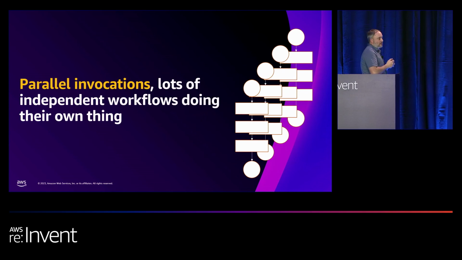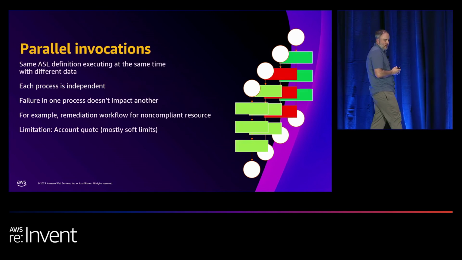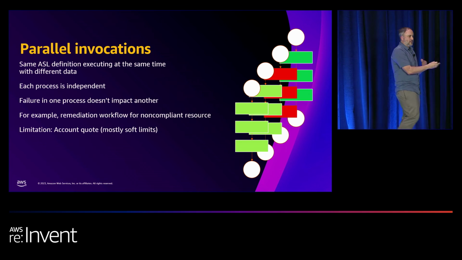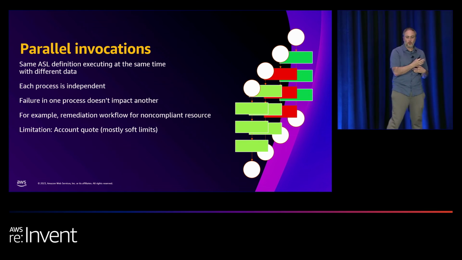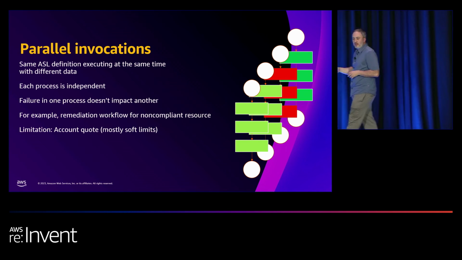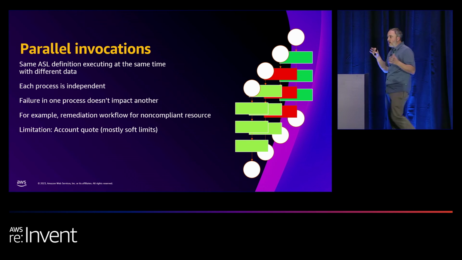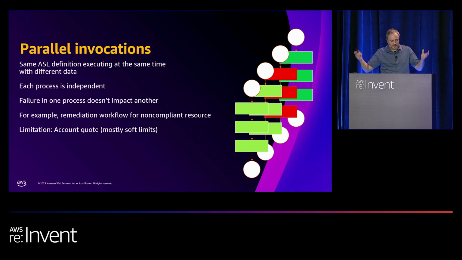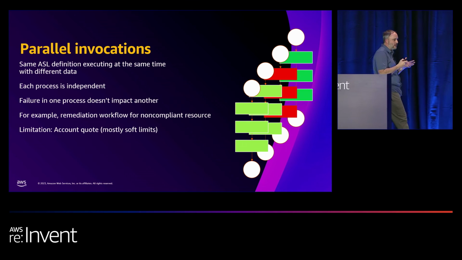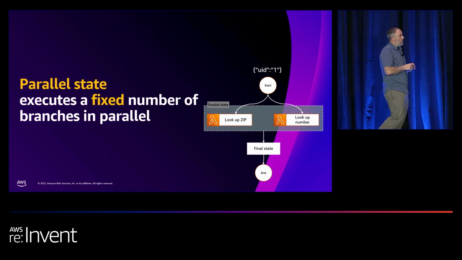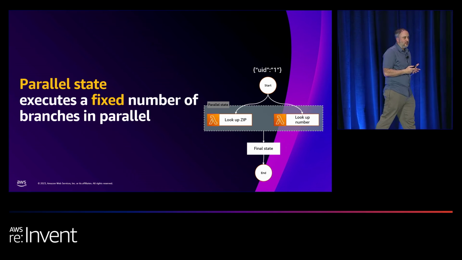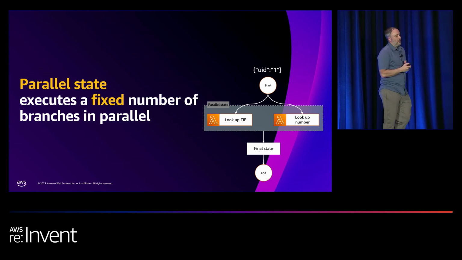I want to show you some patterns for running Step Functions at scale. Now, the most simple way of doing this is to just send lots of executions to a particular workflow, and they'll all spin up and run independently. So if any of those fail, you don't have to manage the failure. It won't affect the other workflows that are running. They're all independent.